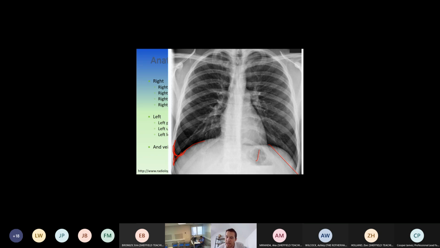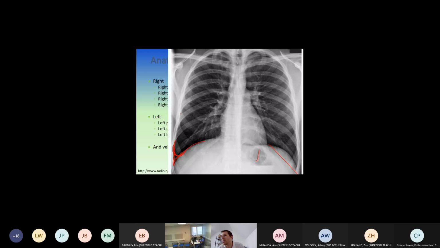Same as if you had a glass full of water and you looked at it closely, you'd see that water level tracking up the edge of the glass simply due to surface tension. That's exactly the same with chest X-rays. So we need to see nice, sharp costophrenic angles on both sides. That means we've not got pleural effusions.